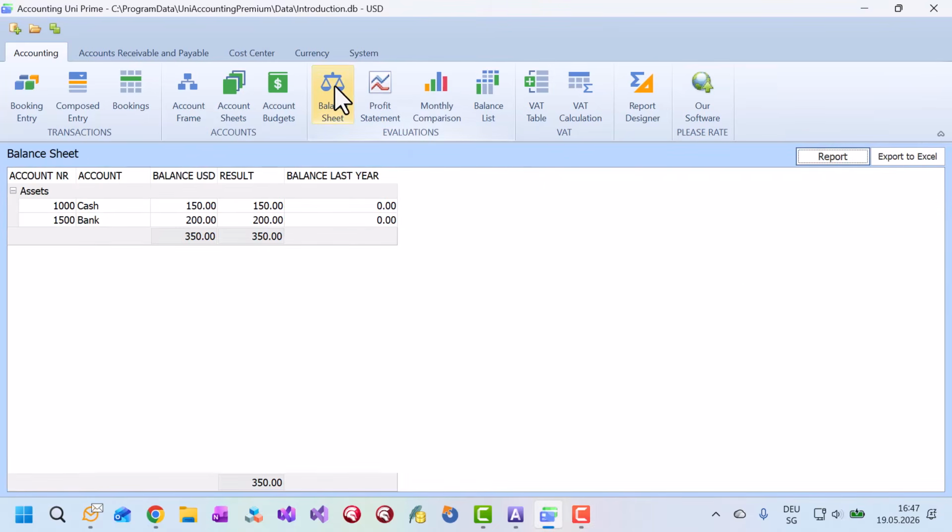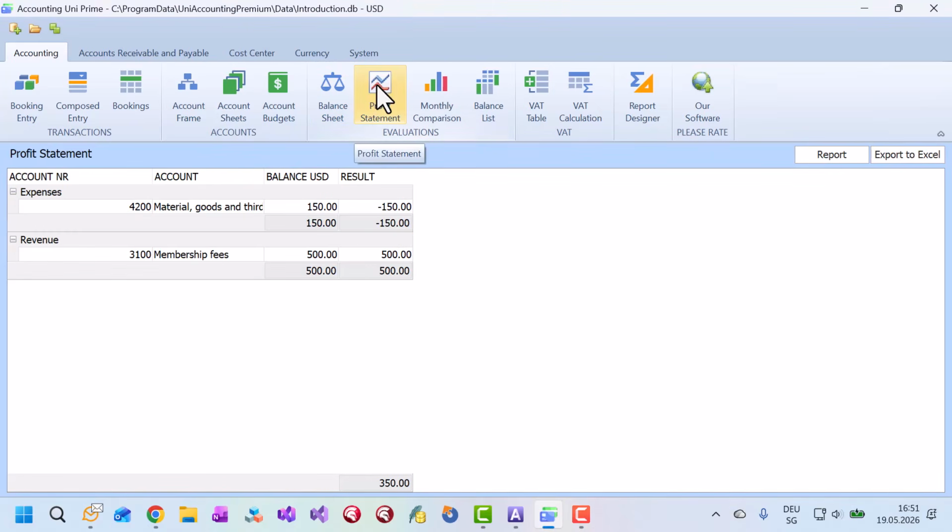Finally, we open the balance sheet, followed by the profit and loss statement. Now we see our short-term current assets, cash, and bank. There, we have a total of 350 Swiss francs. We click on the profit and loss statement and see that the materials are expenses, and the membership fees are revenue. This shows us a profit of 350 francs.